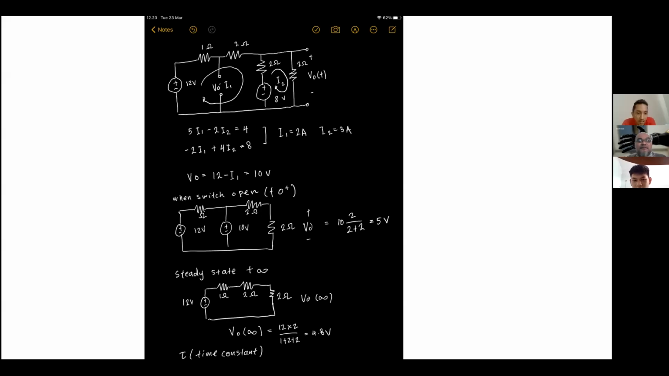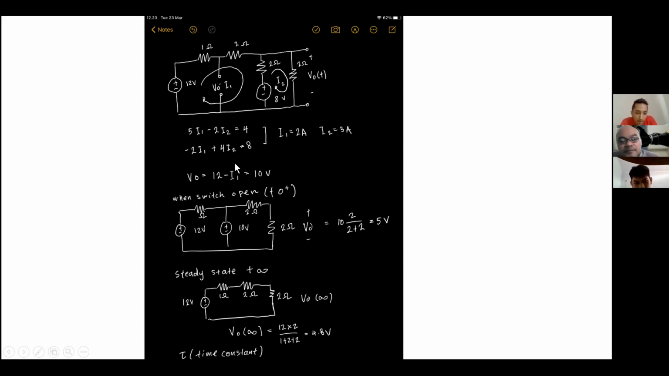Our question is: consider the network in the figure, where the switch opens at t equal to 0. When t equal to 0, the switch is closed and the capacitor acts as an open circuit. So first we apply mesh analysis in the loops between the capacitor to get the currents I1 and I2. We apply it for the first loop, and then for the second loop. Then we solve it and we get the currents I1 and I2.